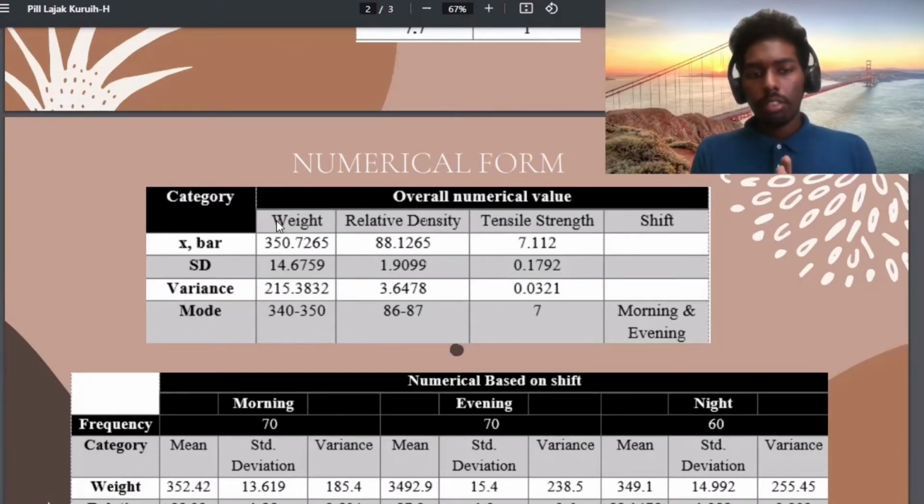And the standard deviation, not very big, is 14.67. For relative density, even smaller, 1.9. But given that the relative density's values were very packed to begin with, it's not surprising to see such a small standard deviation. And our tensile strength is even smaller. Now we have the variance, and then we have the mode. The mode, of course, we've already explained before, but the shift morning and evening is the highest occurring across the 200 samples, so it's the highest over here.